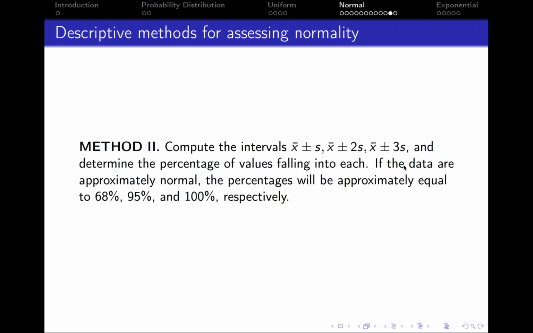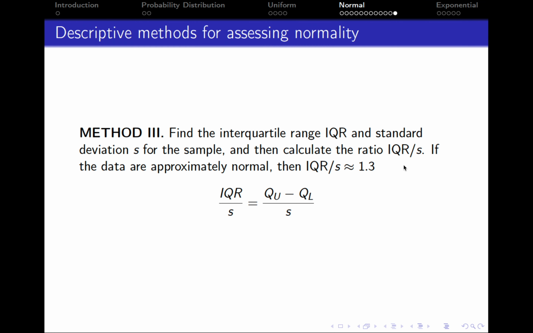3 standard deviations. And the third method involves calculating the interquartile range and standard deviation, and then calculating their ratio. And once again, if the data that you've got are approximately normal, then you will get the ratio more or less equal to 1/3. So to calculate this, once again, you take the upper boundary, so the highest value out of your data set, subtract the lowest value out of your data set, and divide by standard deviation.